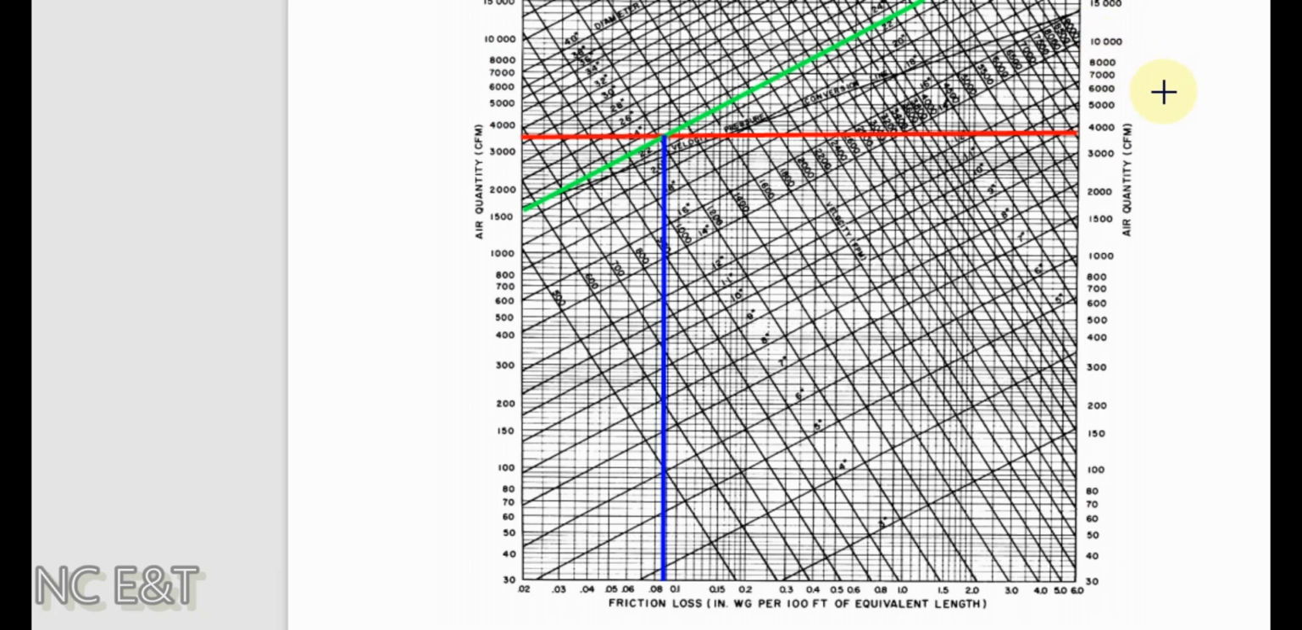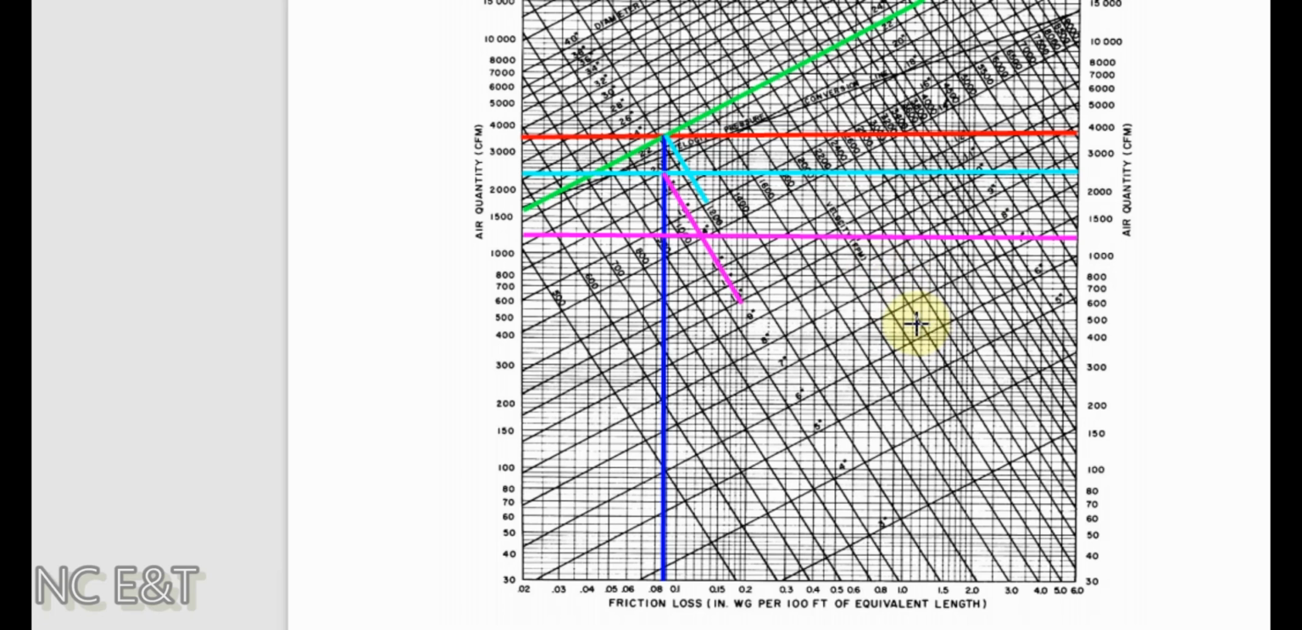When we mark the value of the CFM inside the duct, that is in our case 3600 CFM, and the duct round diameter, that is in our case 22.9, at the point of intersection of these two, when we extend up to the bottom, we find the friction loss rate, that is 0.09, and the velocity inside the duct we can say 1225 FPM.